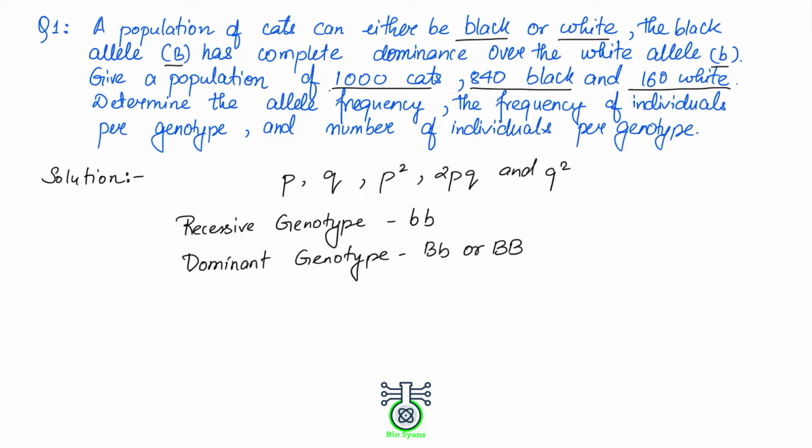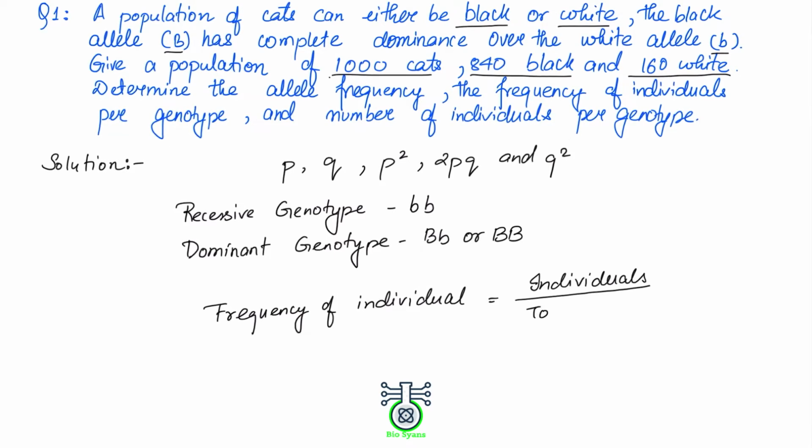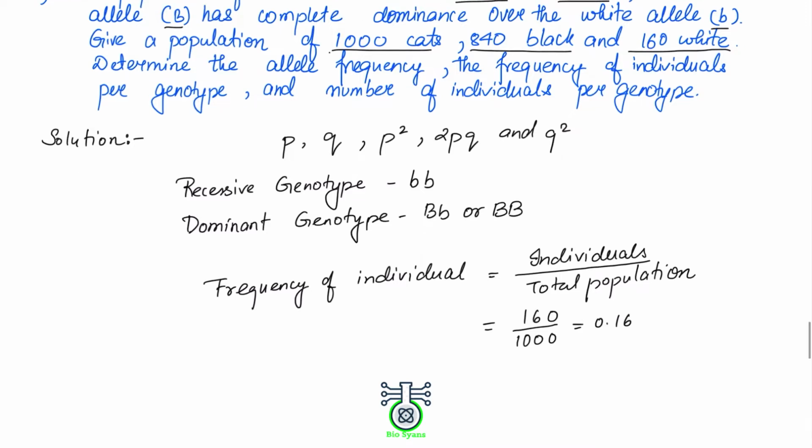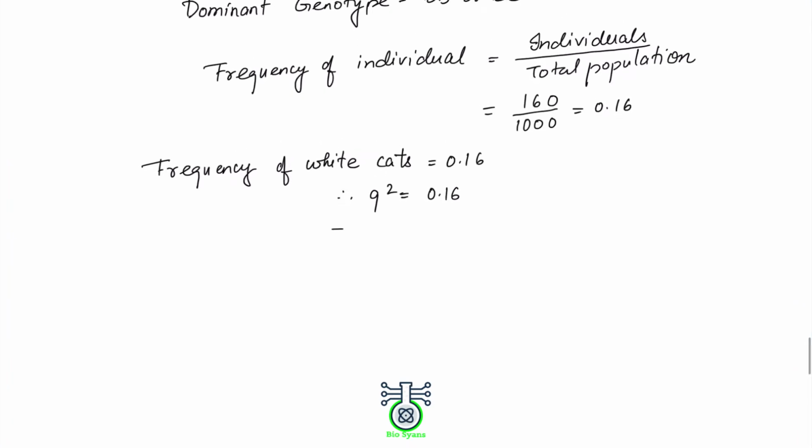Here we use the formula: frequency of individuals equals individuals divided by total population. Our individual population for the recessive genotype is 160, and the total population is 1000. So it becomes 0.16, which is the frequency of white cats. Therefore, q square equals 0.16, and taking the square root of q square, q equals 0.4.